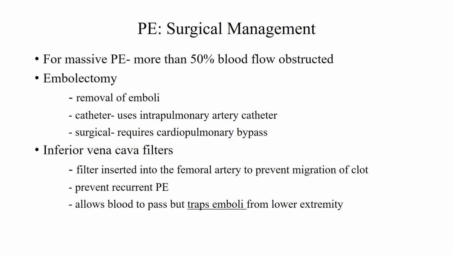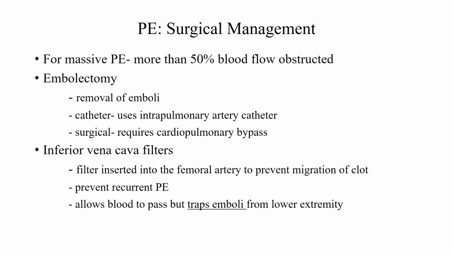There is a surgical management for pulmonary embolism. For massive pulmonary embolism, they would recommend surgical management such as embolectomy, which is removal of the emboli. They remove the emboli in two ways, using an intrapulmonary artery catheter, or by surgery, which requires a cardiopulmonary bypass. We mentioned this earlier.